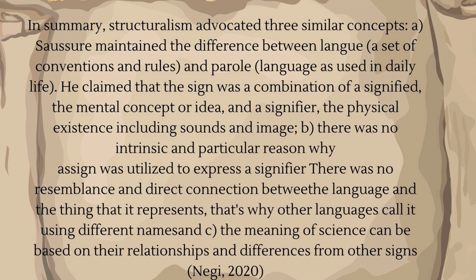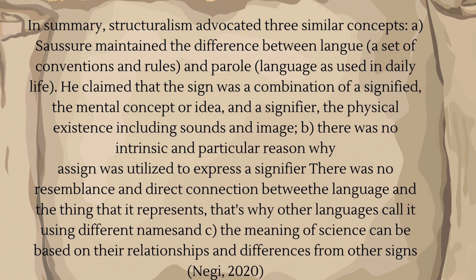Saussure emphasized that there is no inherent reason why a particular sign is used for a specific thing. Different languages use different names for things, and there is no direct connection between the word and the actual object. He argued that the meaning of words comes from how they relate to and differ from other words. So understanding a word involves looking at its connections and distinctions from other words.